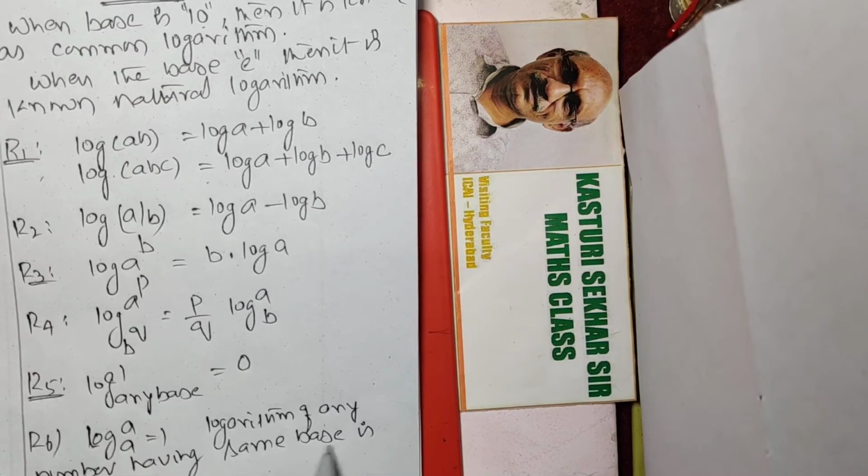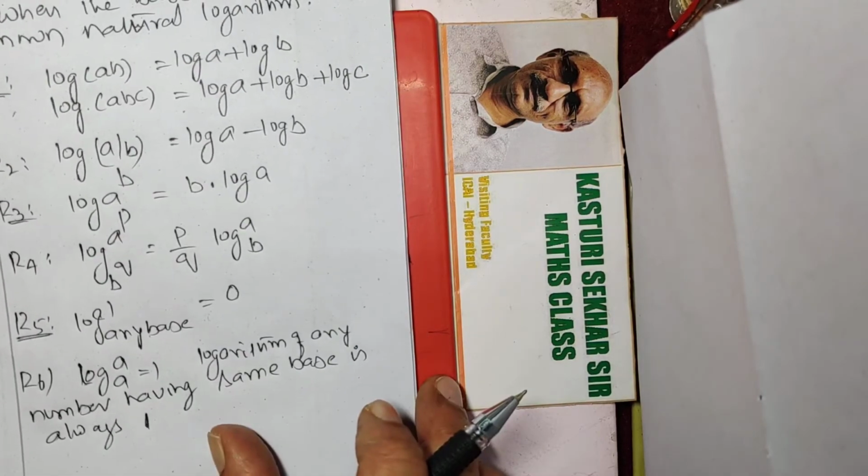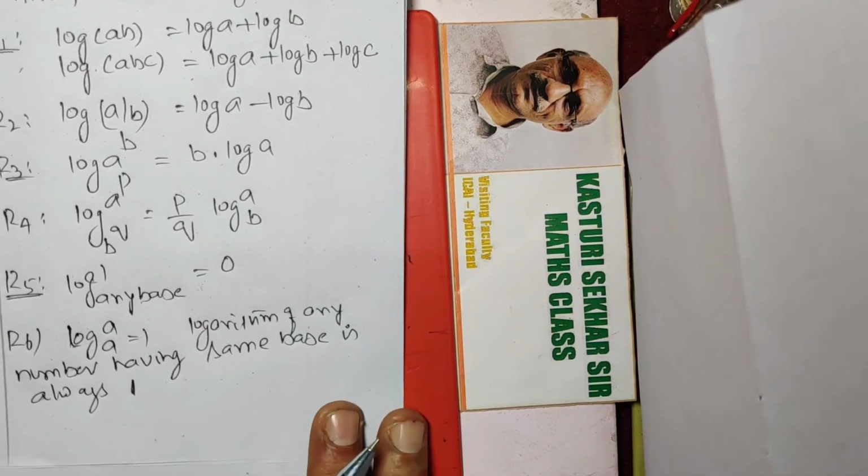Logarithm of any number having same base is always equal to 1. This way you remember: log A to the base A is 1, log x to the base x is 1, log 10 to the base 10 is 1, log 2 to the base 2 is 1.